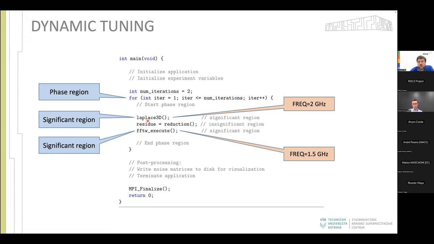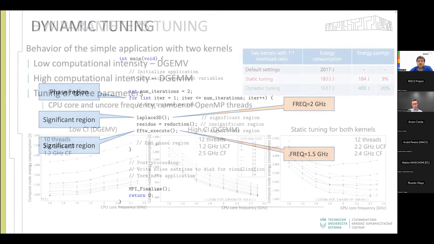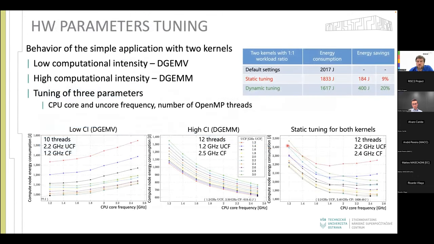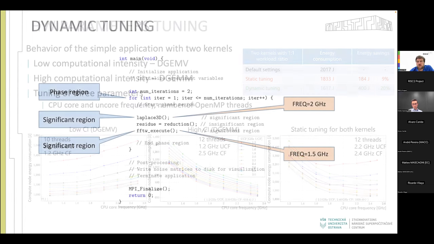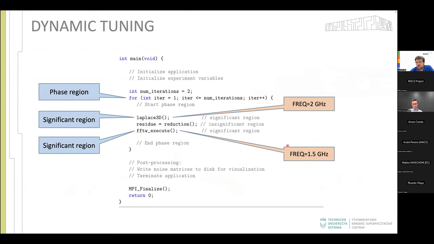And for each of these functions, I have a different optimal frequency in terms of the power consumption, energy consumption. So my Laplace 3D runs optimally at 2 gigahertz. My FFTW runs optimally at 1.5 gigahertz. So what we try to exploit is that we need to find the optimal settings for each of these.